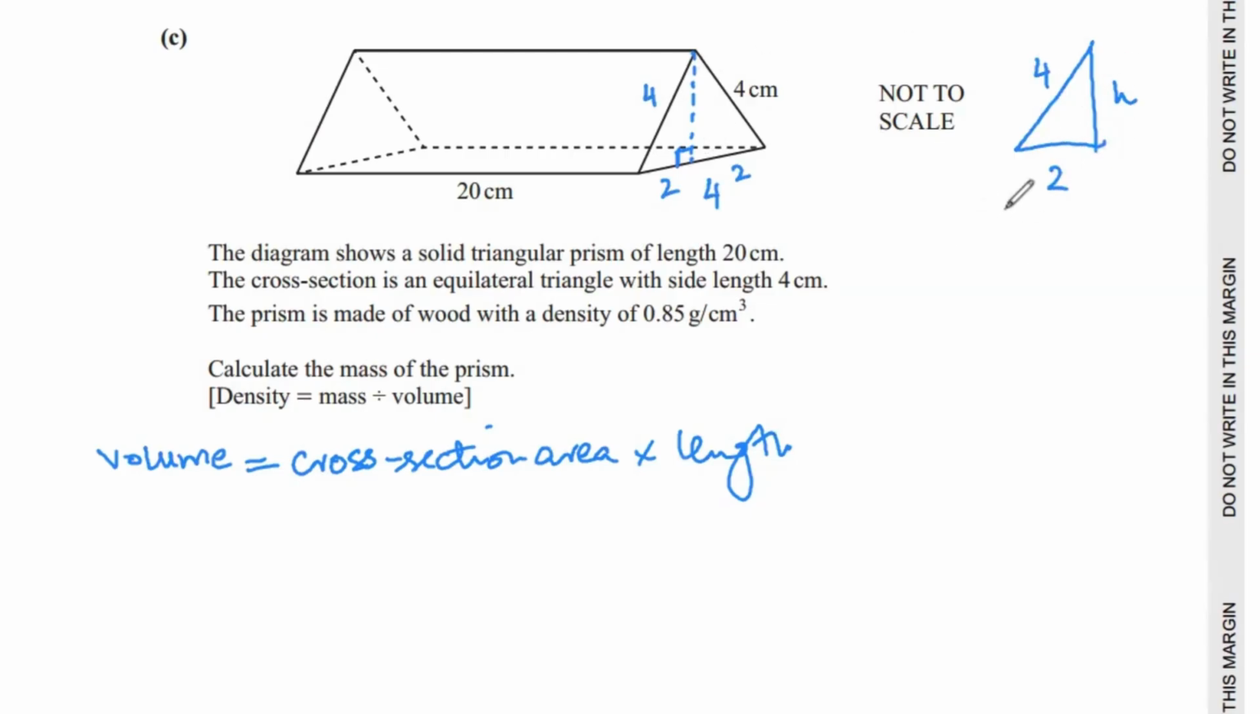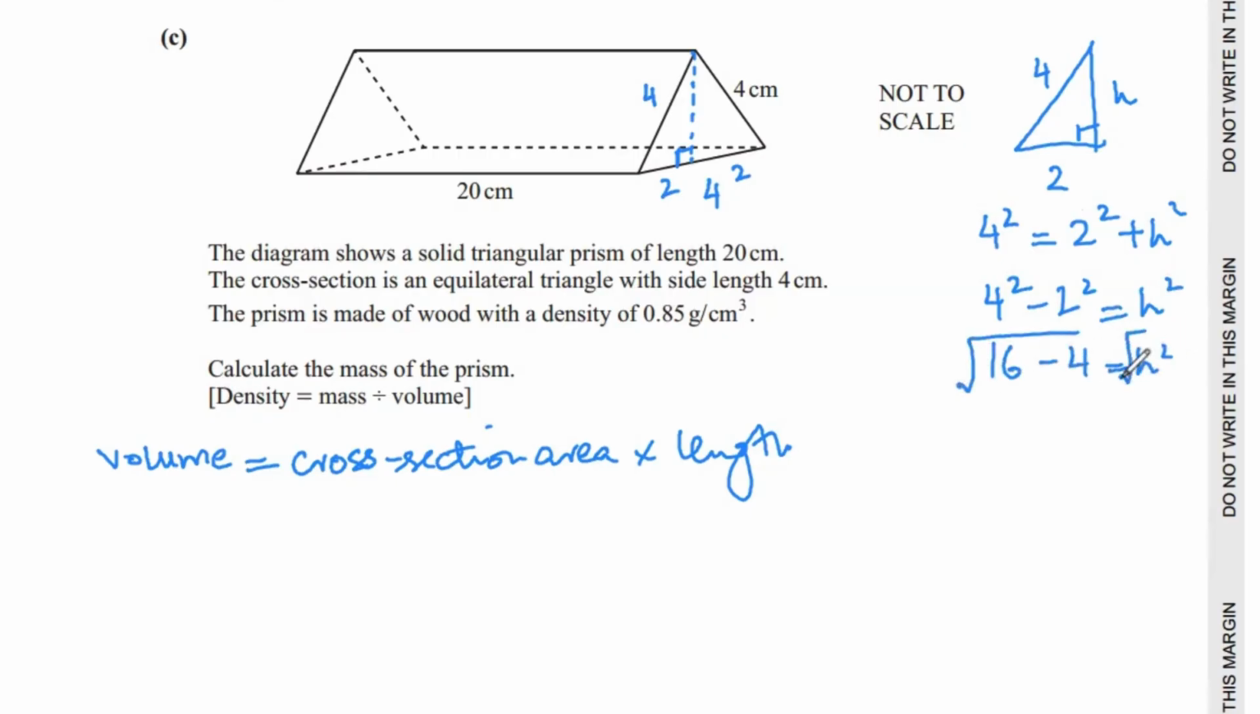So you can use Pythagoras, where 4 squared equals 2 squared plus h squared. 4 squared minus 2 squared equals h squared. 16 minus 4. Square root both sides, and that's going to give us root 12. So once we have this height, we can find the volume, which would be 1 over 2 times root 12 times the base, which is 4, and times the length, which is 20.